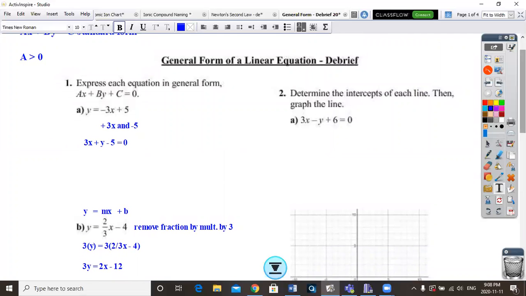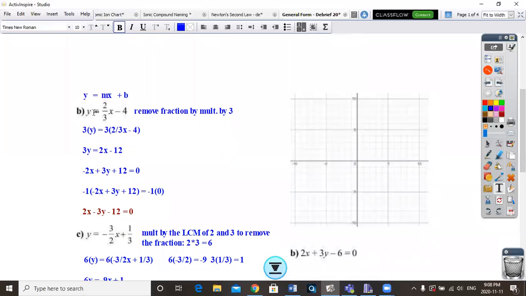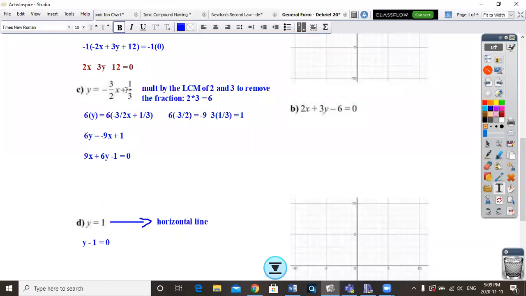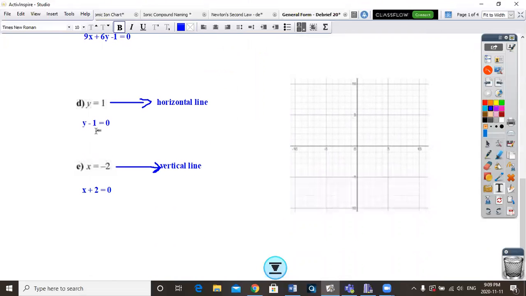Okay, so that's just some practice rearranging slope-intercept form when it's all whole numbers, slope-intercept form when there's one fraction, and slope-intercept form when there's two fractions. So dealing with that, we get to the general form, and then looking at the general form of a horizontal and a vertical line.